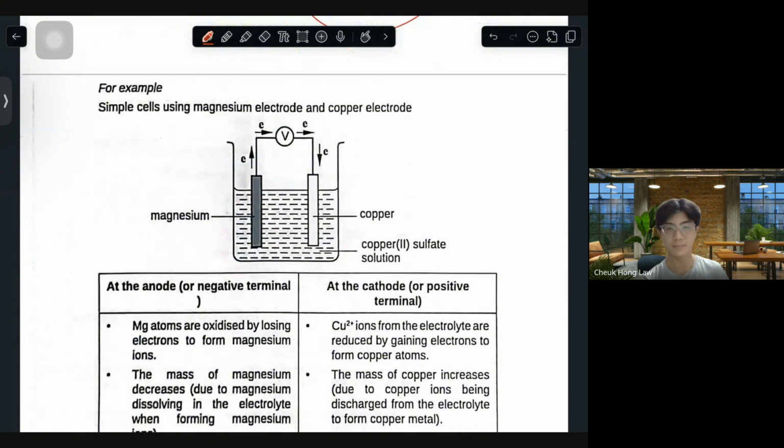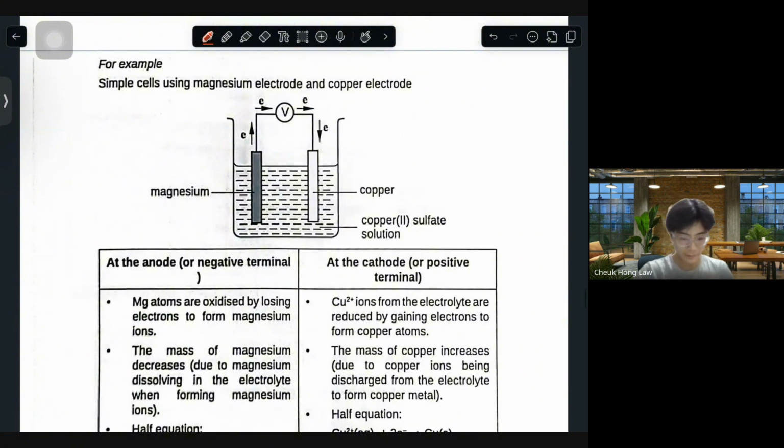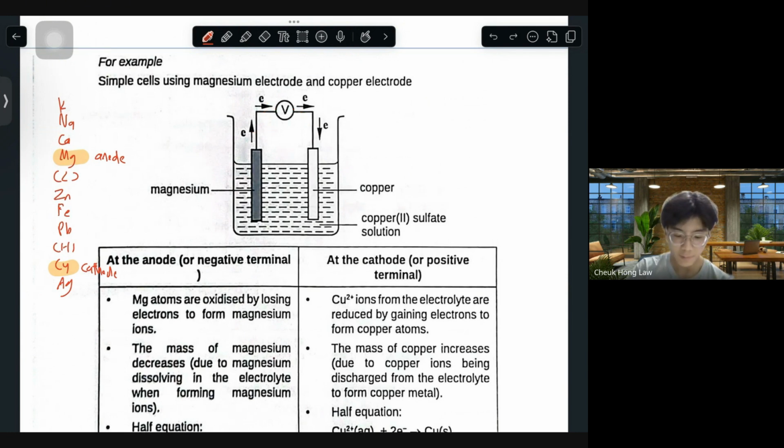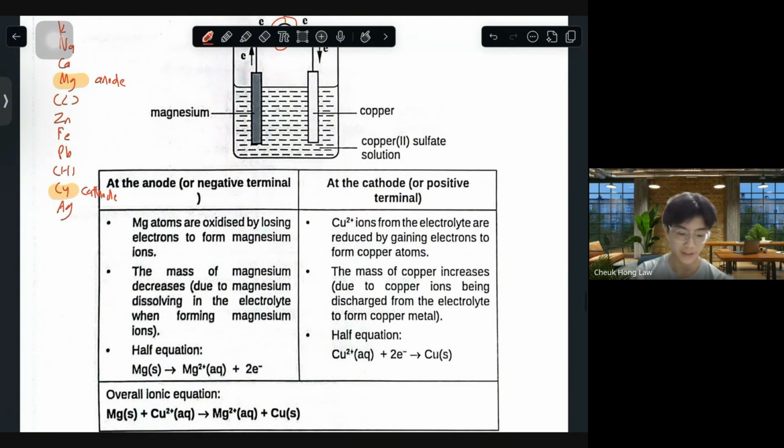Simple cell using magnesium and copper. If I write down the reactivity series, magnesium is here and copper is here. So magnesium is more reactive, it will be the anode. Copper is less reactive, it will be the cathode. So this is how it looks. The transfer of electrons will be this way, from magnesium to copper. As it's transferring the electrons, this voltmeter here will measure the voltage. So let's see what actually happens.